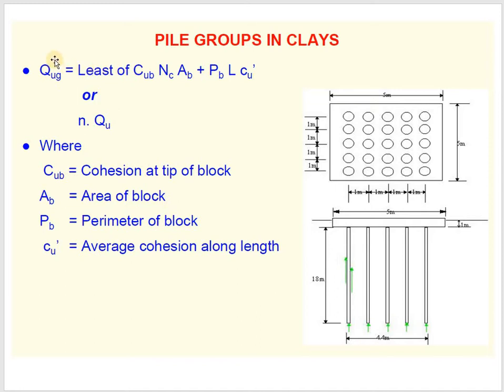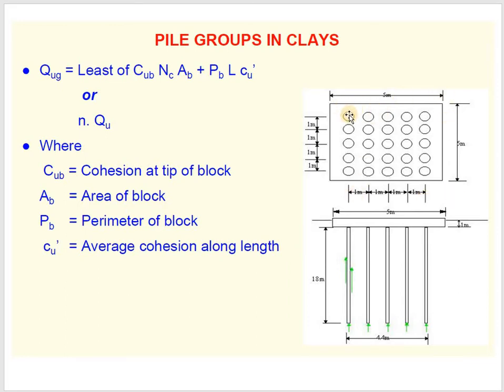So what you do is to find the capacity of that pile block, this is the equation used. It is similar to the equation used for a single pile, but the only thing is this Cub is the coefficient at the tip of that pile block and Ab here is the area of the block. In the previous case we took the area of the pile tip and here it is the area of the entire pile block.